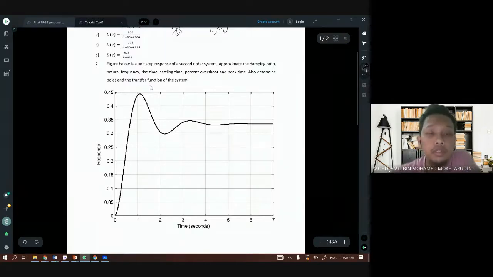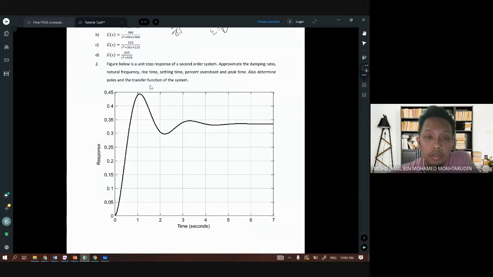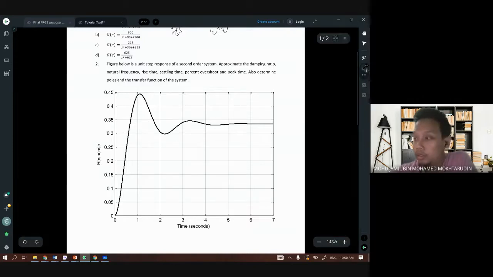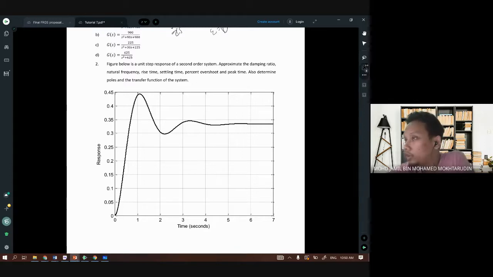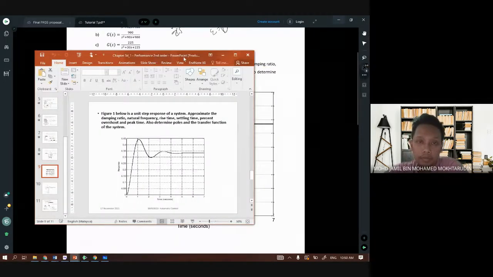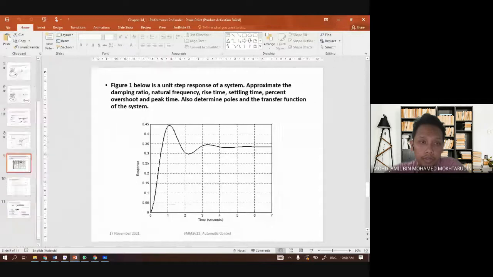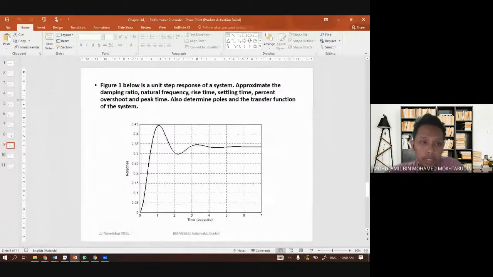Banyak pula soalan. Okay, so for this kind of question, saya dah ada jawapan dia. Baik, tunjuk jawapan. Okay. So it's actually taken from slides from previous semester, okay? Previous lectures, previous semesters punya. Okay, so the same figure, same question, okay?